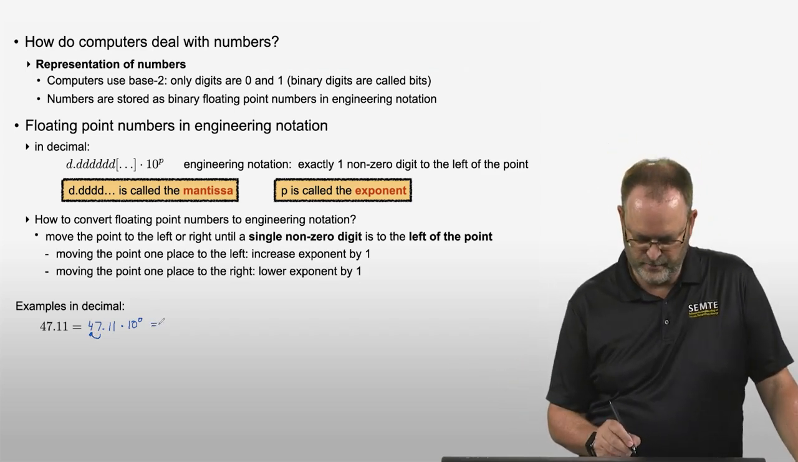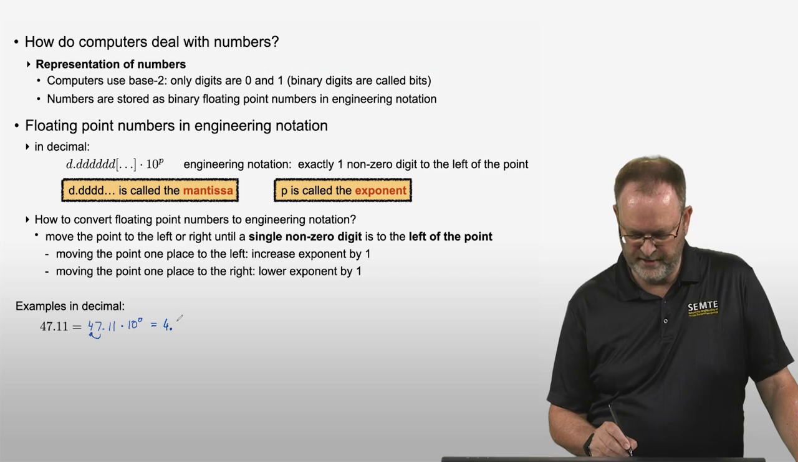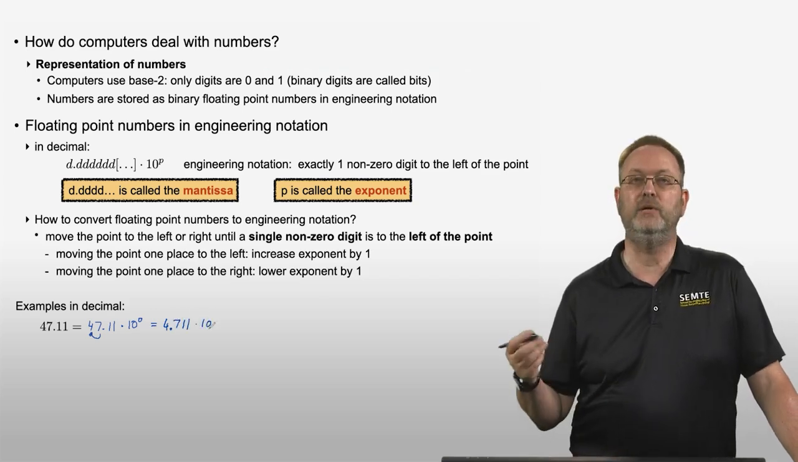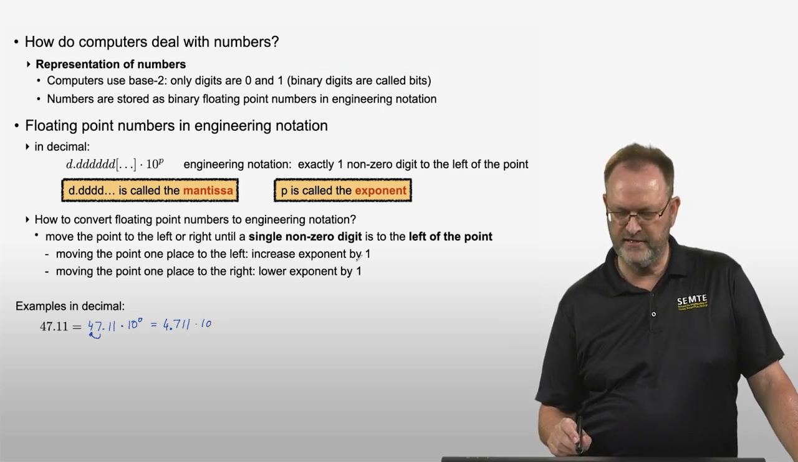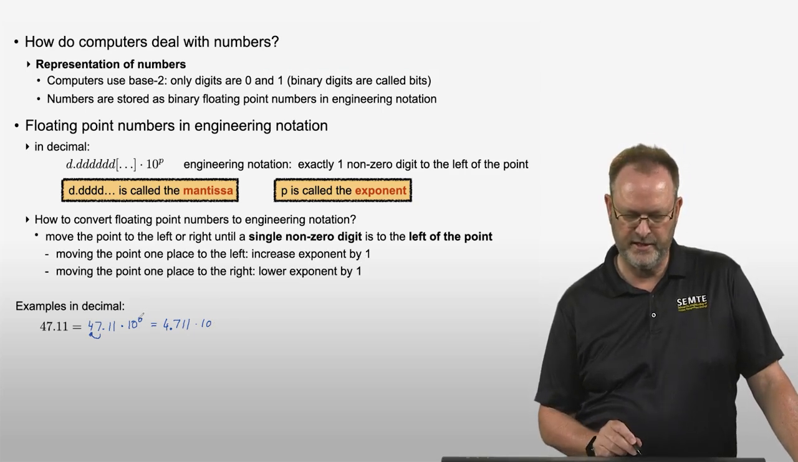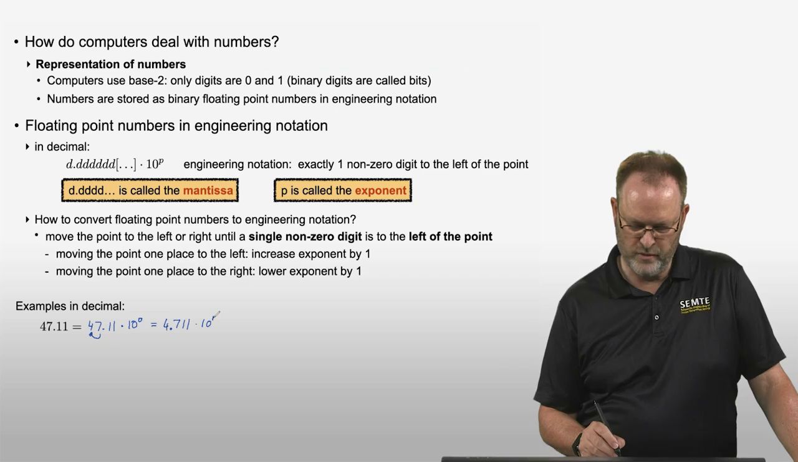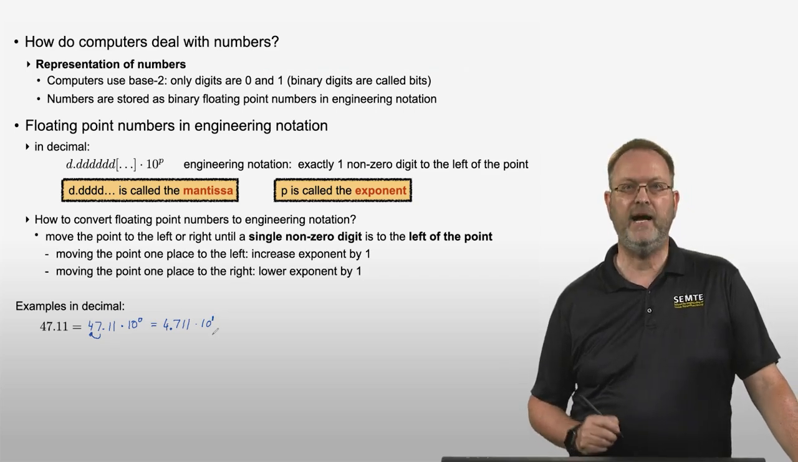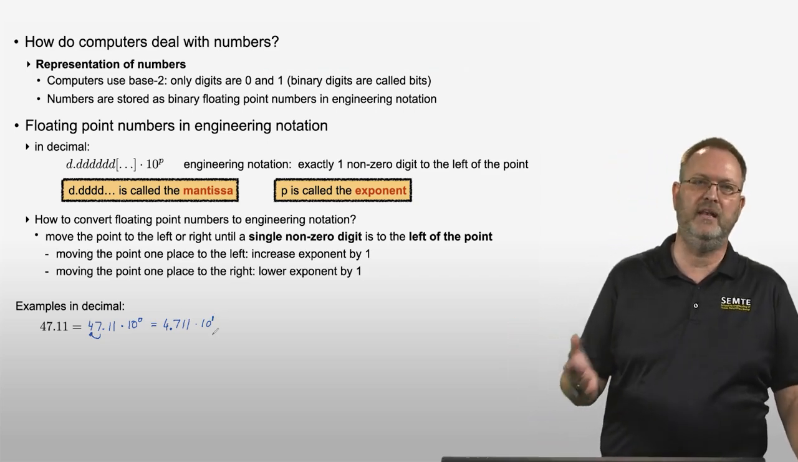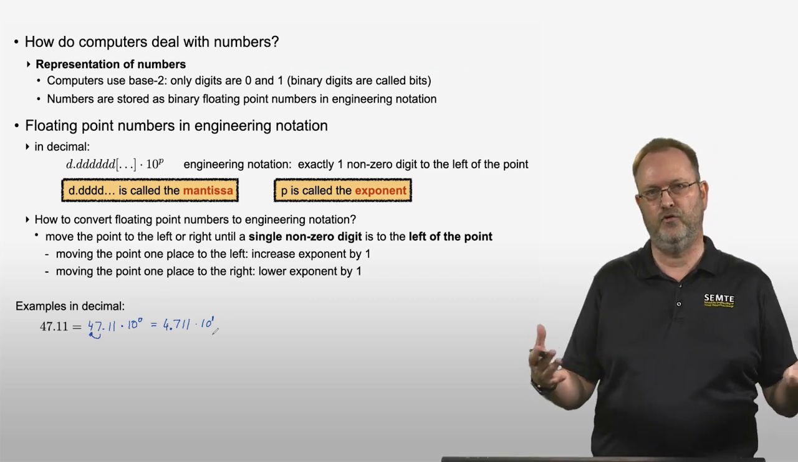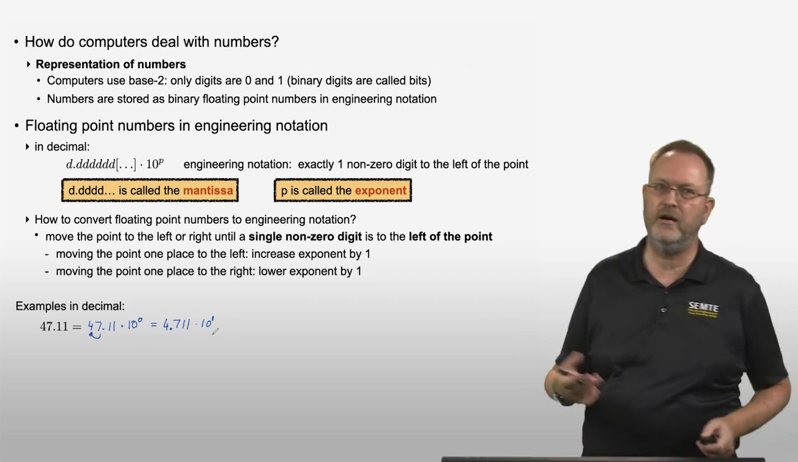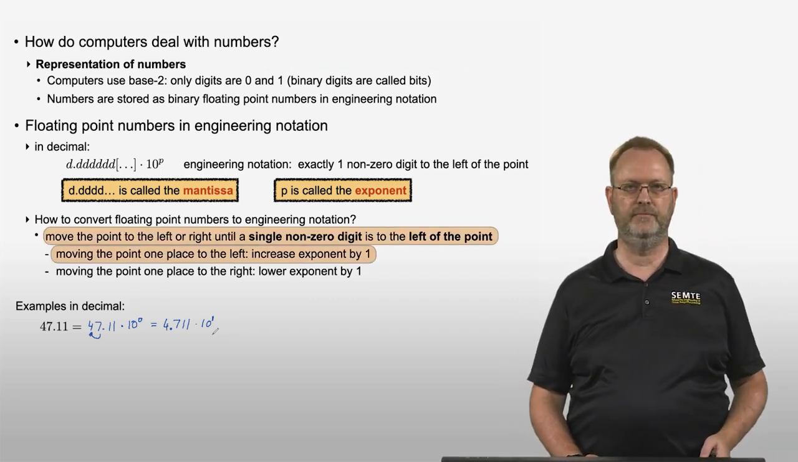So that would be equal to 4.711. And if I move the decimal point over 1 spot to the left, then I have to increase the exponent by 1. So I have to increase it from 0 to 1. And now I have just a single digit to the left of the decimal point, and that is non-zero, right? It's a 4. So this number would now be in engineering notation.